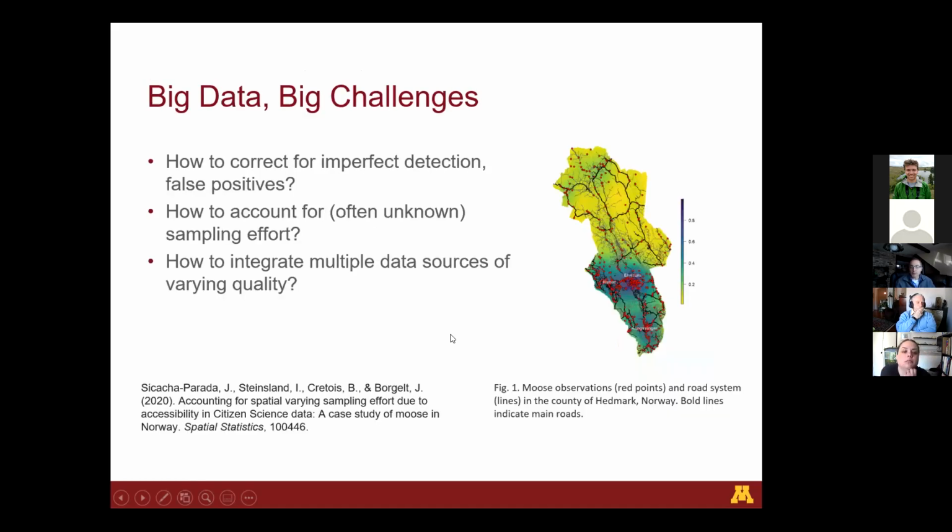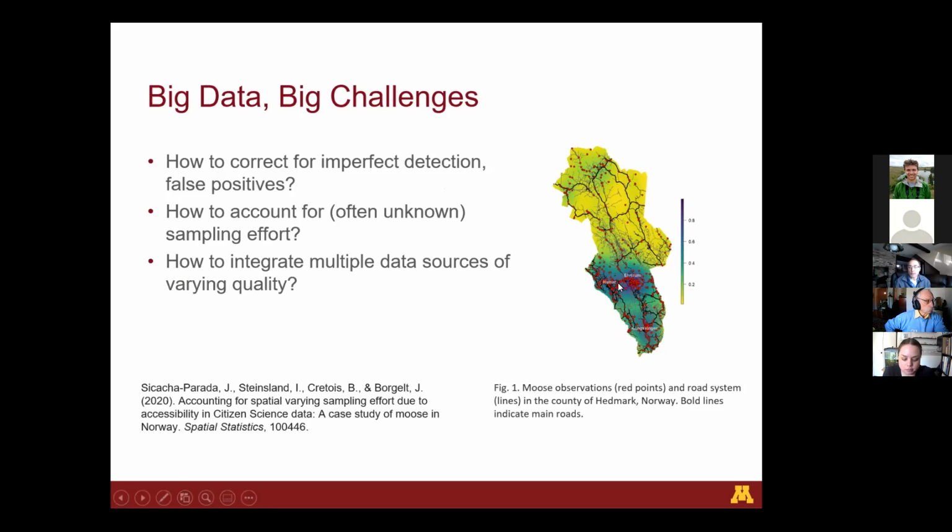There's lots of challenges, particularly when trying to model data that come from citizen scientists. Historically, there's been lots of work in the quantitative ecology field trying to correct observations for imperfect detection or false positives. But now we have these new challenges with citizen science data in that most of our observations are associated with potentially unknown sampling effort. In addition, our sampling effort is not often randomly dispersed in space.